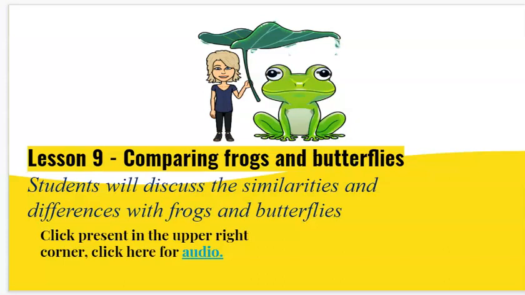We've been talking a lot about the life cycle of a caterpillar. We know it starts as an egg, then it becomes a caterpillar, then it forms its chrysalis, and then in the last stage, of course, it becomes a butterfly. So today we're going to talk about frogs and frogs' life cycle.